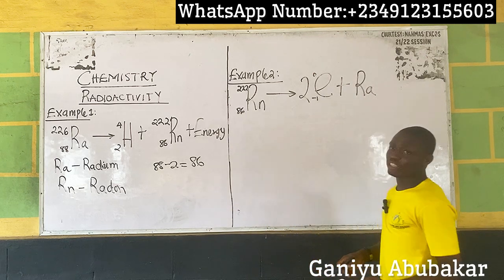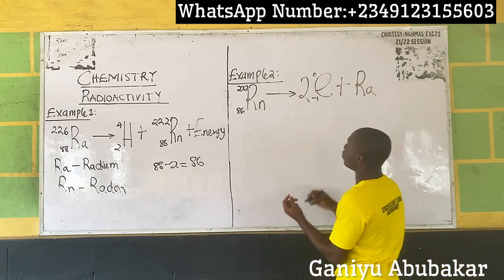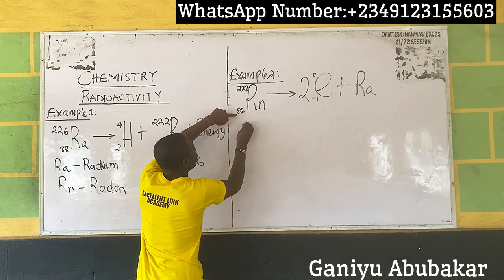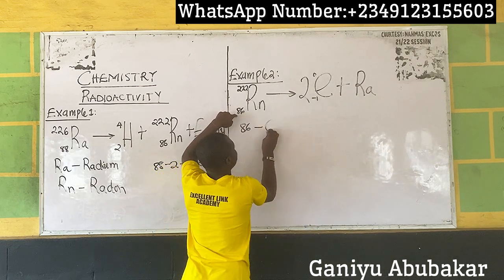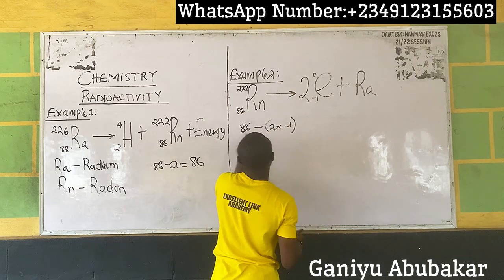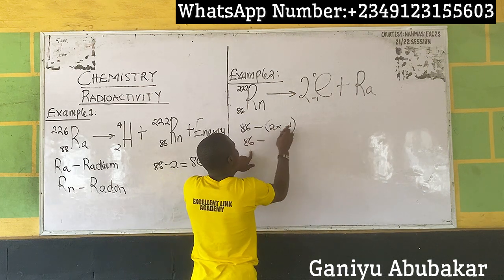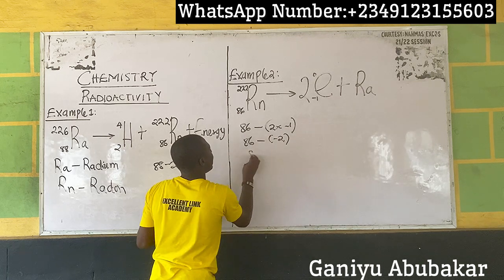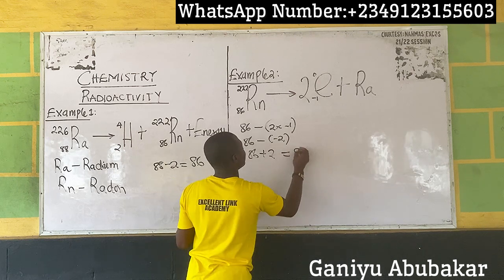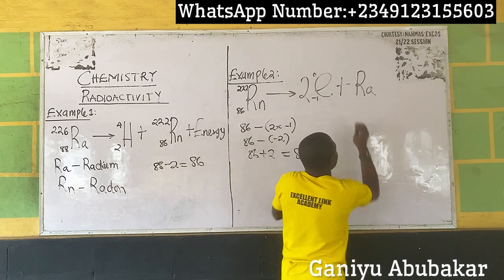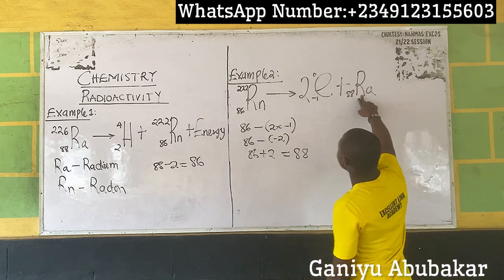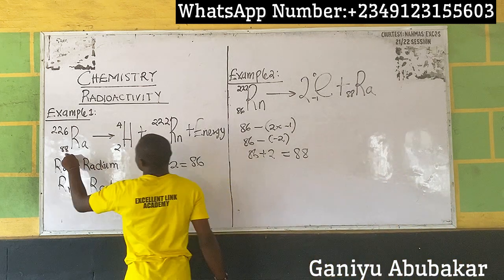All right, let's get the atomic number and the mass number of radon. It's easy. Let's get the atomic number. That's 86 minus, in a bracket, 2 times minus 1. I have 86 minus 2 times minus 1, which is minus 2, so 86 plus 2. That gives 88. So I have 88 as my atomic number. So radon has atomic number 88, no problem.